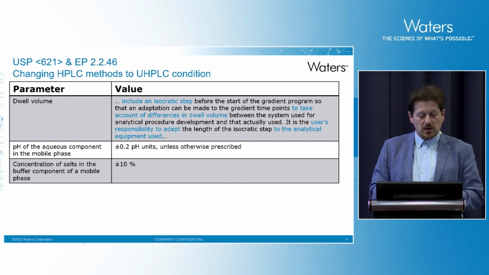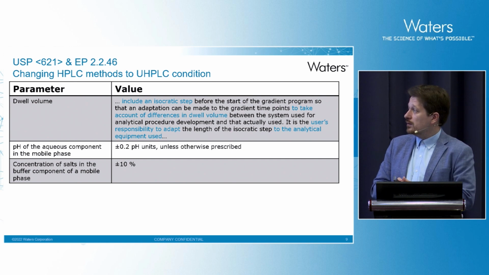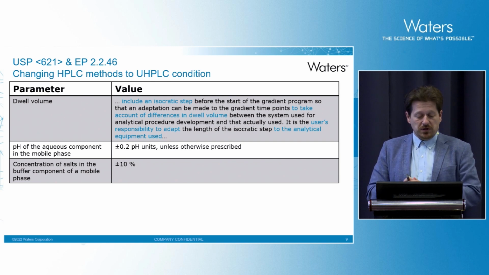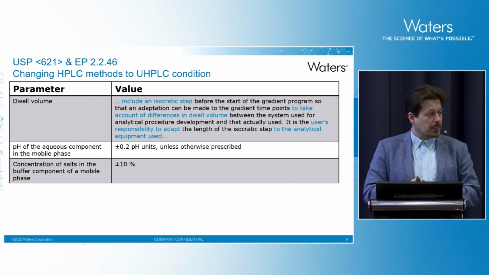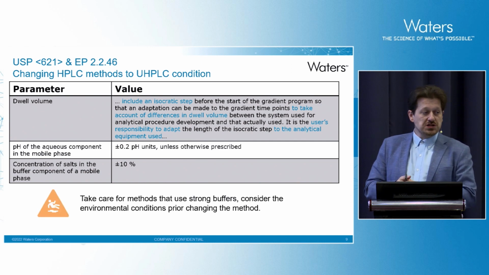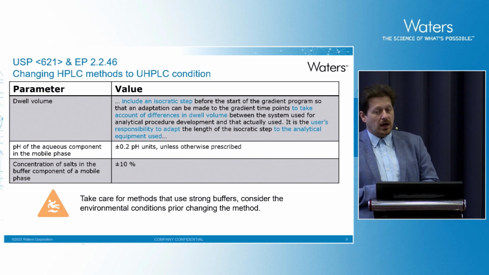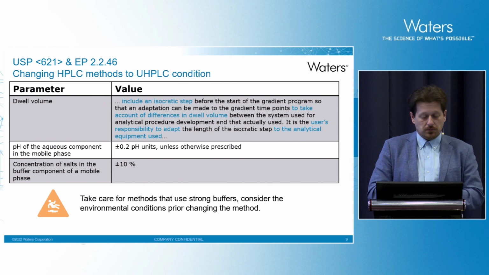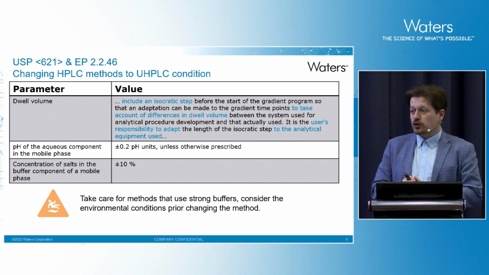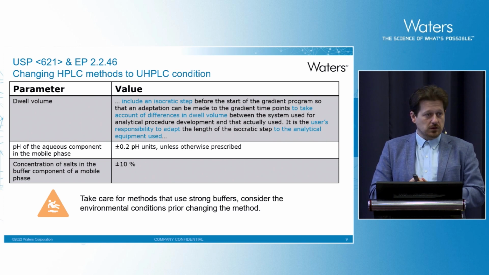The pH value and the concentration of salts are restricted. pH is plus minus 0.2 units. There was no change, that was always there in the book. And also for the salts, no change, plus minus 10%. This is a danger point. If you have a pharmacopoeia method that runs on a strong buffer, phosphate buffer, for example, 200 millimolar or more, you may decide not to move this method to true UPLC conditions for 2 reasons.